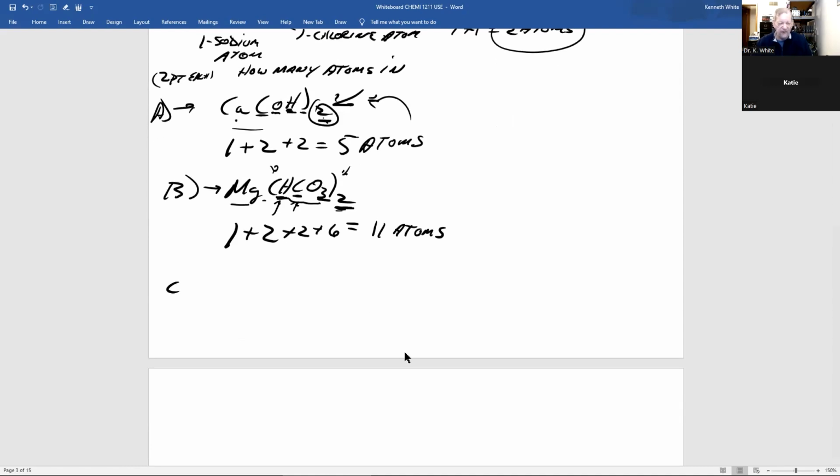Now back to another one that's simple. That's the number four. And I'm going to let you try this. How many atoms are in H2SO4? It's called sulfuric acid. I'll teach you later in the semester about that molecule. And when you're done, give me a thumbs up. How many atoms are in H2SO4?